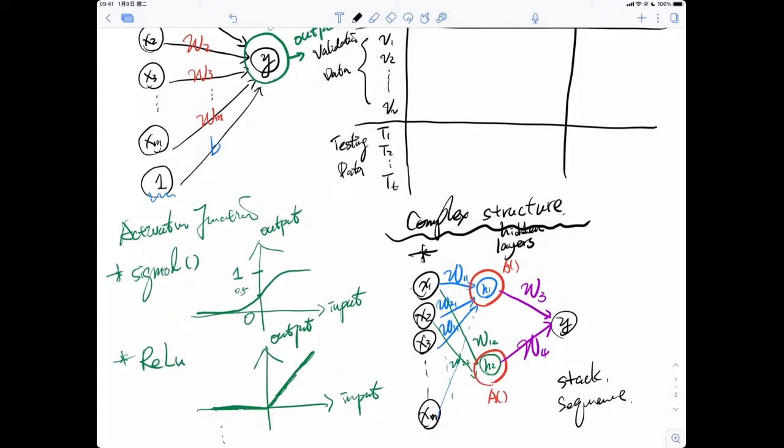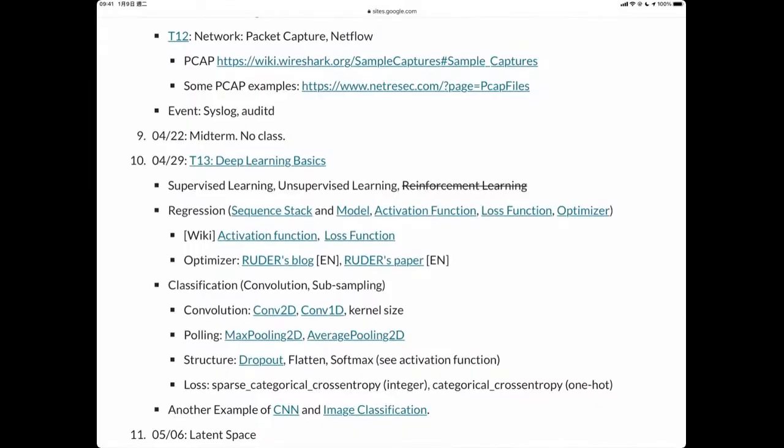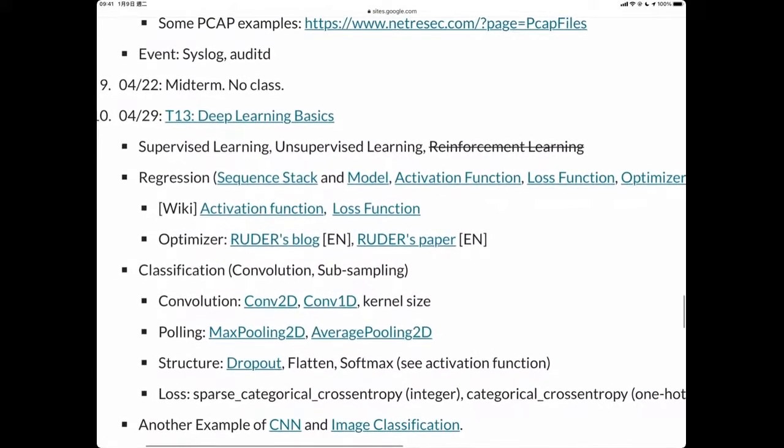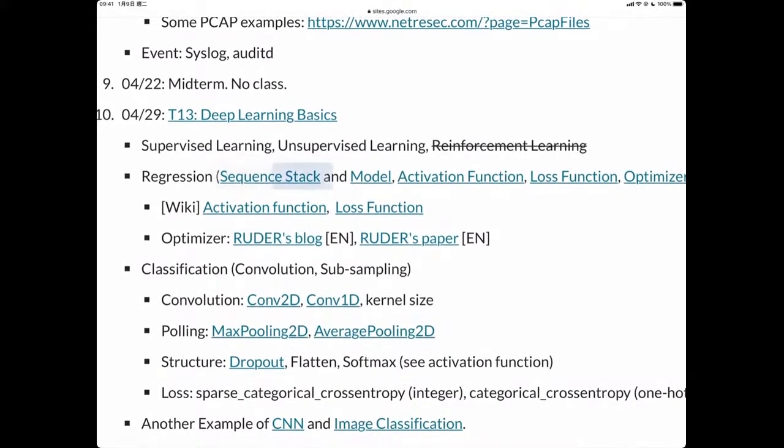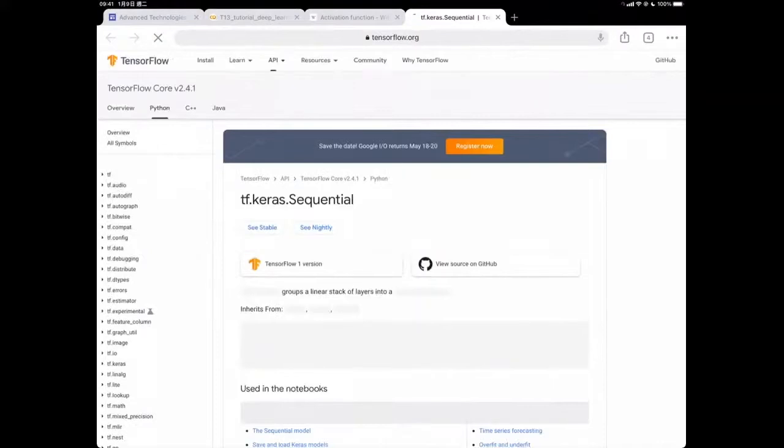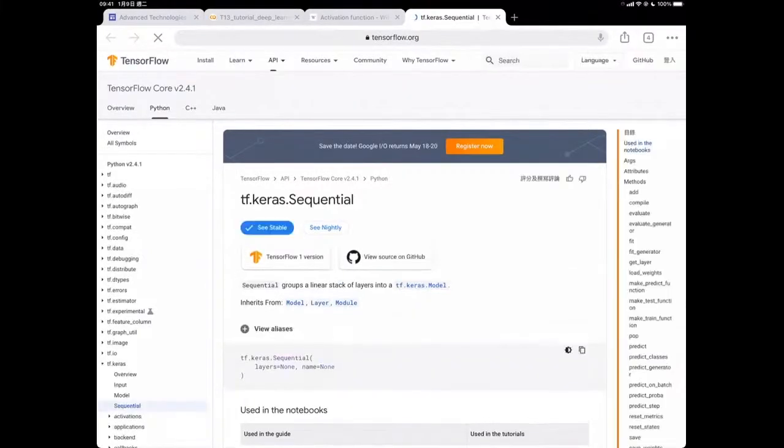There are several different kinds of layers which you can use in a neural network. So let's go back to right here. In this topic, we just simply click this one. We have a sequence stack. And the website I provide right here is the library documentation. We only need to design the network structure you would like to use.